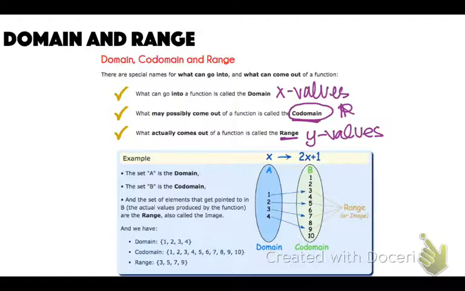Okay, so here's a good picture of this. Say our domain is 1, 2, 3, and 4. Well, our codomain is 1, 2, 3, 4, 5, 6, 7, 8, 9, 10, and you could keep going with this. It's just all of the possible numbers. But then the range, the numbers that actually come out, are 3, 5, 7, and 10, and it's from this function right here. Because you plug in 1, 2 times 1 is 2, plus 1 is 3. And then 2 times 2 is 4, plus 1 is 5. Which, as we can kind of see, you're only going to get odd numbers out of this. You won't get any even numbers. Okay, so that's what domain and range are, and codomain.